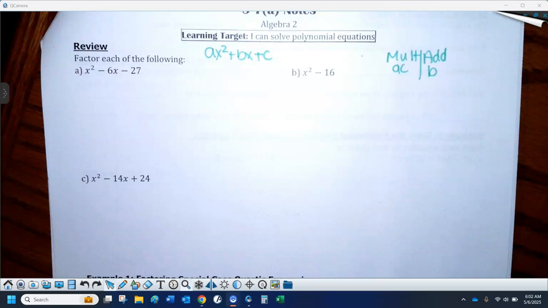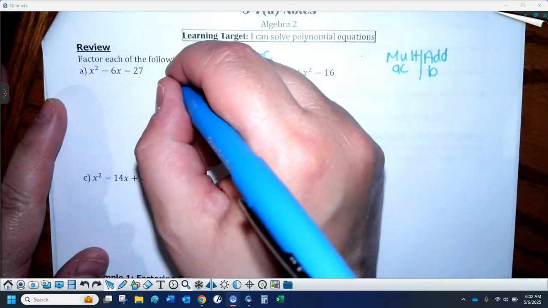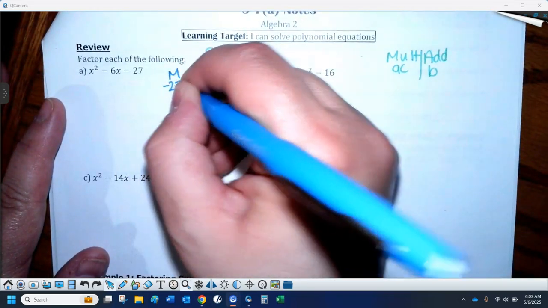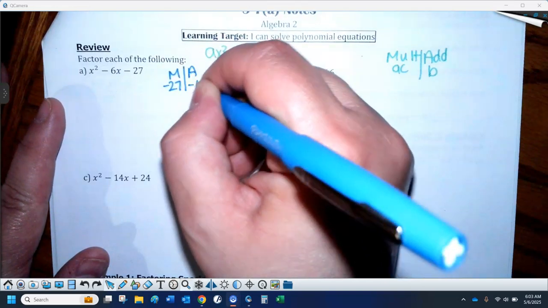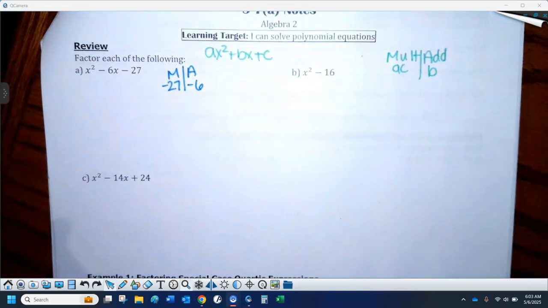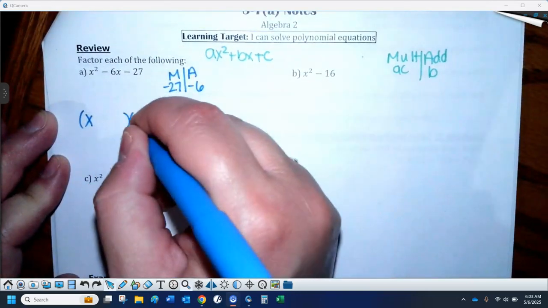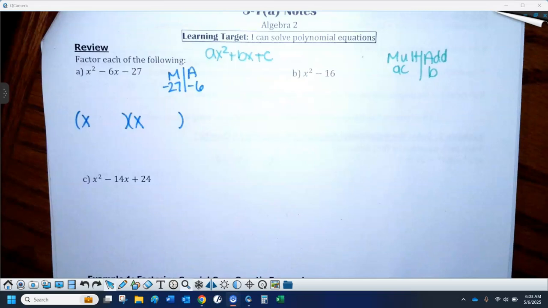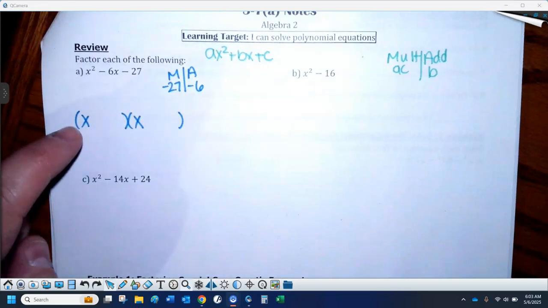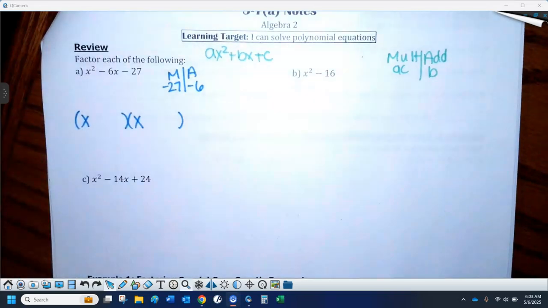So on this first question, I've got to multiply to get negative 27, and I've got to add to get negative 6. Now, the setup for this should just start the two factors, x and x. And the reason for that, if I do x times x, if we FOIL that back out or draw a box for ourselves, that would give us the x squared. So we're just looking for two numbers that multiply to get negative 27, add to get negative 6.